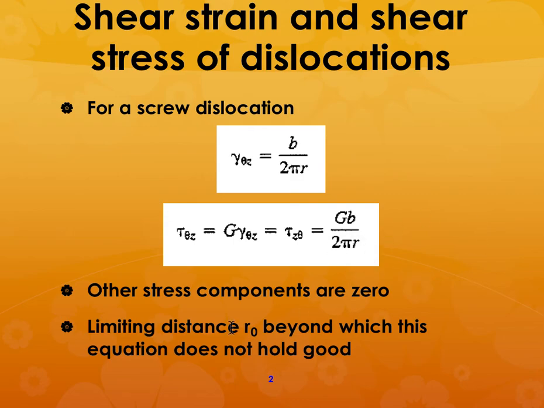And there is a limiting distance r beyond which this equation will not hold good. So you have a region of shear strain and shear stress around a dislocation that you need to overcome in order to move that dislocation from one point of the crystal lattice to another point in the crystal lattice.